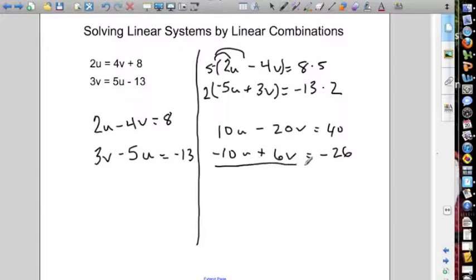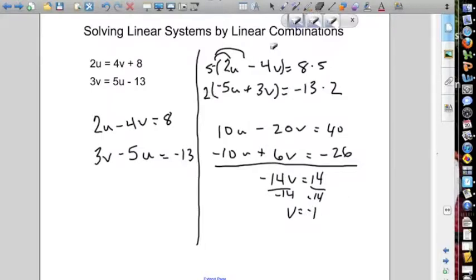Once I get the situation where they're going to cancel out, then I can add the columns. And so as I look at this, these cancel out, that's why I chose it. Negative 20 plus 6, that's negative 14v. 40 minus 26, that gives me 14. Divide by negative 14. Divide by negative 14. v equals negative 1.